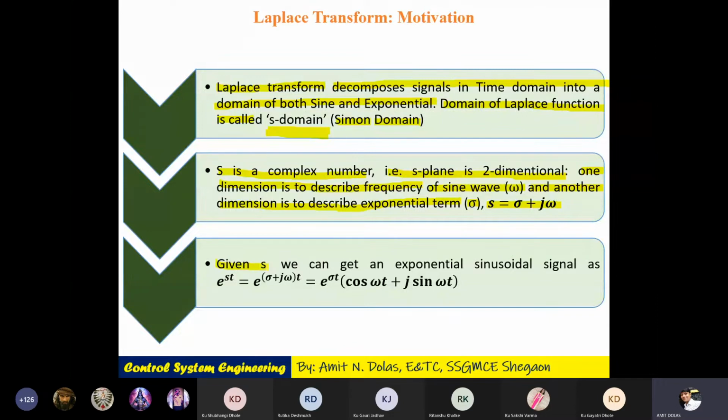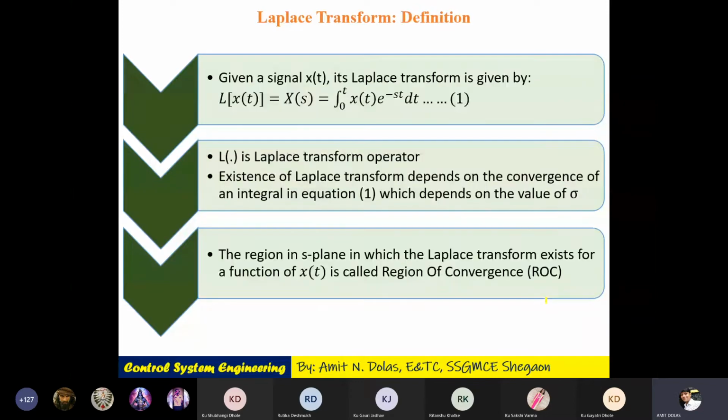So given S, we can get an exponential sinusoidal, that is, e raised to power st will be equal to e raised to power sigma plus j omega into t, so it can be written like this: e raised to power sigma t in bracket, and the j omega part converts to cos omega t plus j sin omega t. So let's see the definition of Laplace transform.